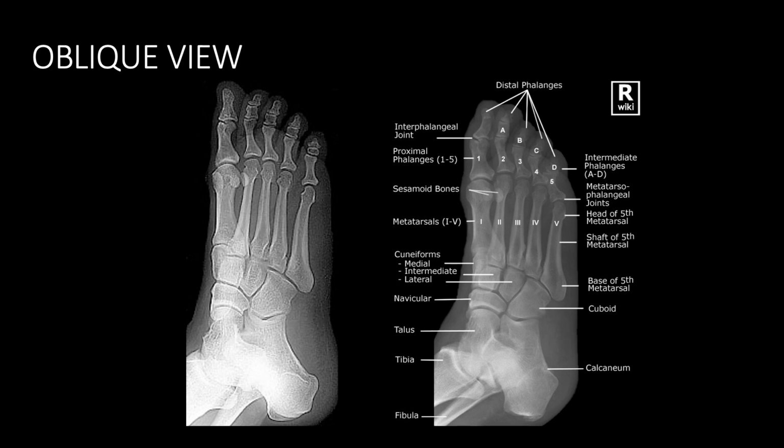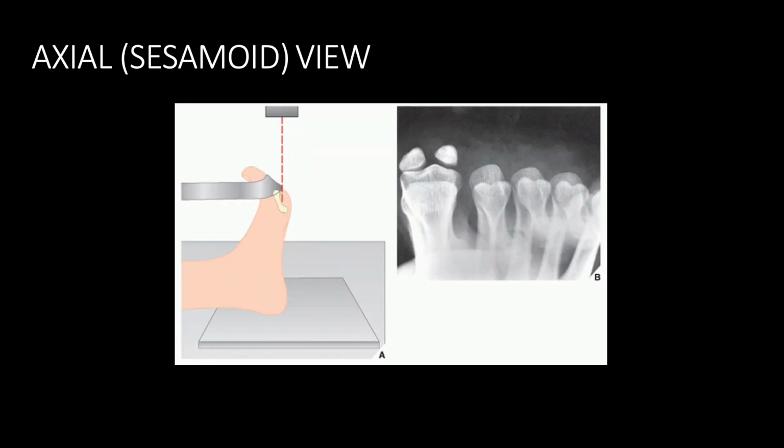And then the sesamoid view. So you're taking a strap, you're pulling the big toe back so you can get a direct shot right into the sesamoids down onto the film. And so what you see is the metatarsal heads here. And there's your sesamoids sitting on that first metatarsal.